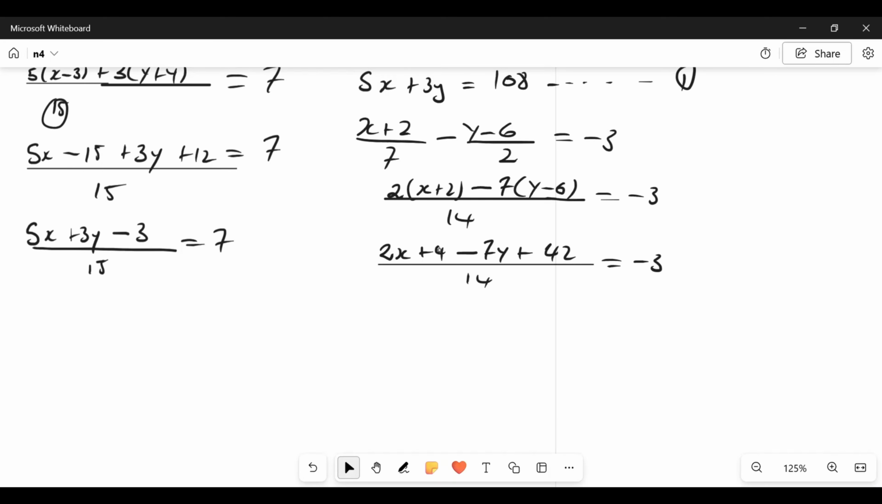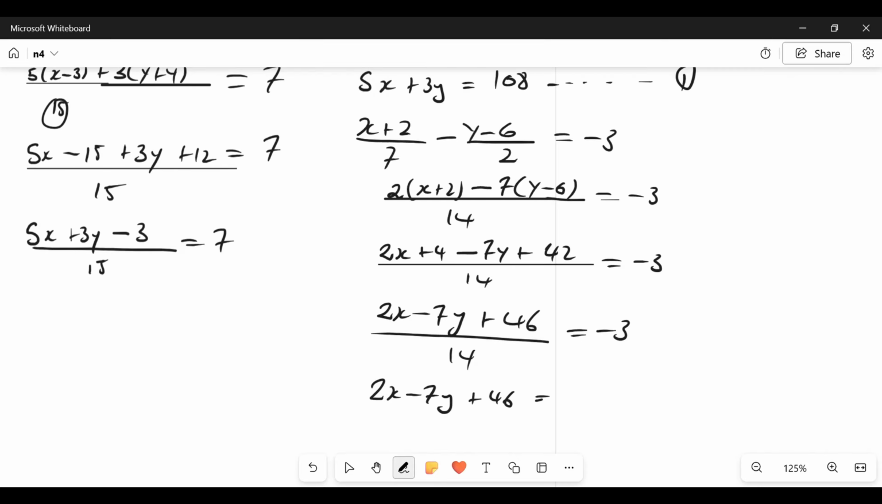Now that we have created space, we have like terms here, 4 and 42 there. Now it's time for us to add these like terms. So we're going to start with 2x − 7y, 4 plus 42, that is going to give us plus 46. All this is divided by 14, and this is also equaling to negative 3. So from here, we have to do cross multiplication. We multiply this 14 with negative 3, and then we'll have a linear equation. So let's continue. We have 2x − 7y + 46, and this is going to be equaling to negative 42.